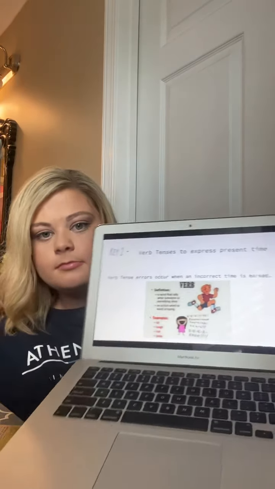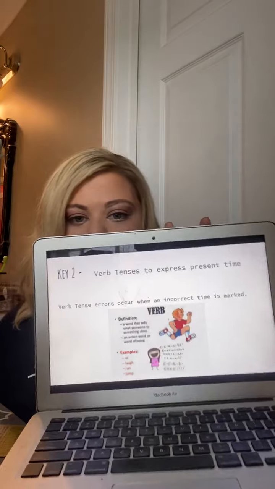I put in a little picture. The picture says, a definition of a verb is a word that tells what someone or something does. It is an action word or word of being. Some examples include sit, laugh, jump, and run.